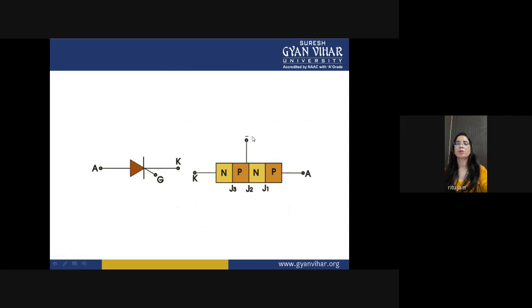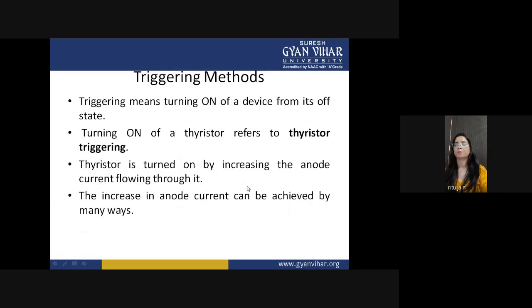You have to apply some electrons here, so it will break this junction or depletion layer, and electrons will start to move from cathode to anode, and holes will start to move from anode to cathode. So to make this reverse bias into forward biasing, you have to apply some gate pulses, or inject some electrons over here. This is your junction J2.